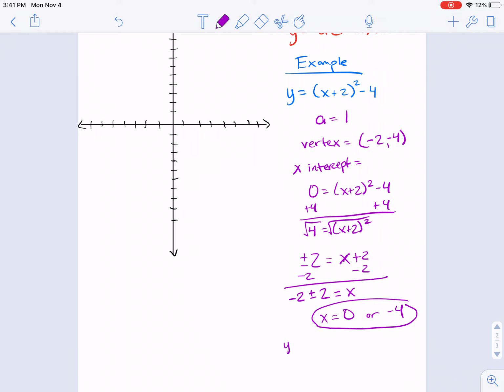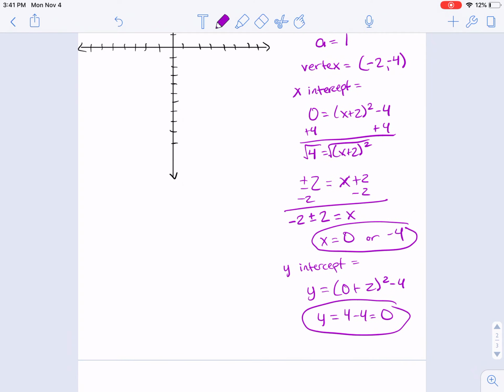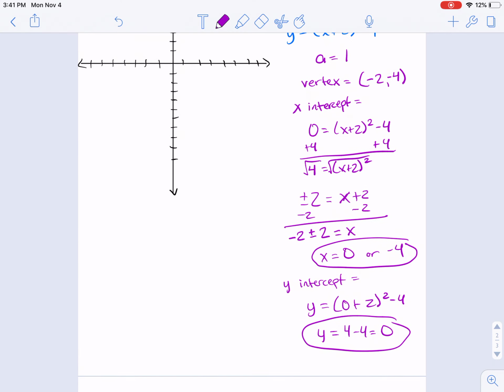The y-intercept works almost the exact same way, except you're going to plug in 0 in the place of x. So starting with my original equation, I have y equals 0 plus 2 squared minus 4. 0 plus 2 is 2, and 2 squared is 4. 4 minus 4 equals 0. So the parabola is going to cross the y-axis at 0. So this gives me a lot of points to work with.